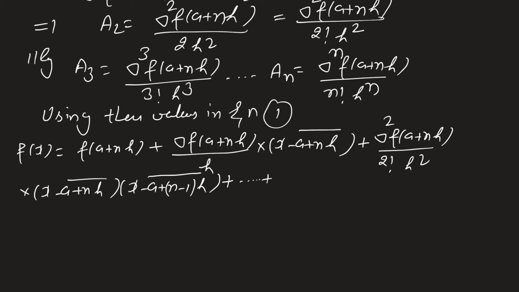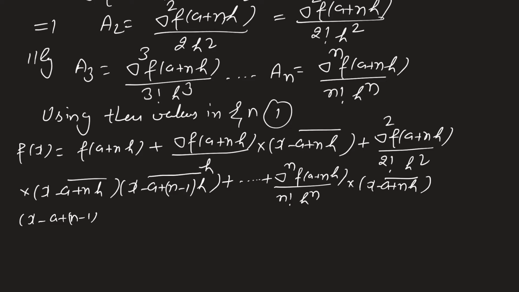In the nth term we have the value aₙ, and here the value of aₙ will be del n f of a plus nh by n factorial h raised to the power n, into x minus (a plus nh), into x minus (a plus (n minus 1)h), up to x minus (a plus h). Okay, so this will be the Newton Gregory interpolation formula.